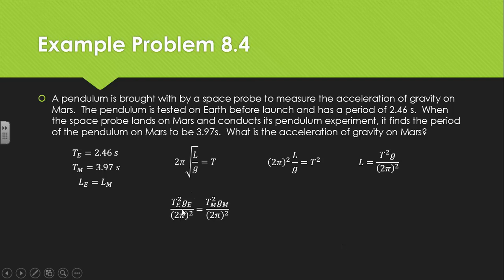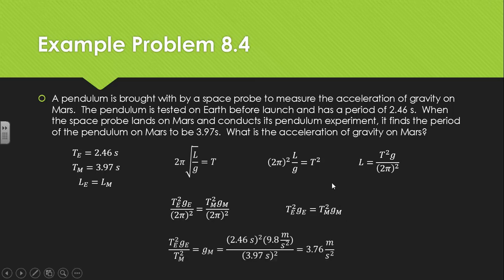So this would mean I could say period squared on Earth times g on Earth over 2 pi squared equals period squared on Mars times g on Mars over 2 pi squared. Now the 2 pi squared cancels out, it's a constant. So period squared times g equals period squared times g. The only thing I don't know is g on Mars, because I know g on Earth is 9.8. So if we solve it out, we end up with the acceleration of gravity on Mars being 3.76 meters per second squared. We could go look that up on Wikipedia, and you'd find that's pretty close to the accepted value for the acceleration of gravity on Mars.